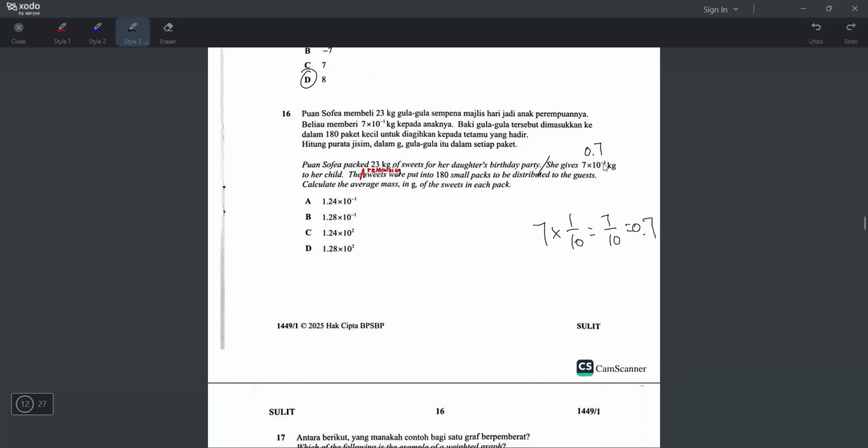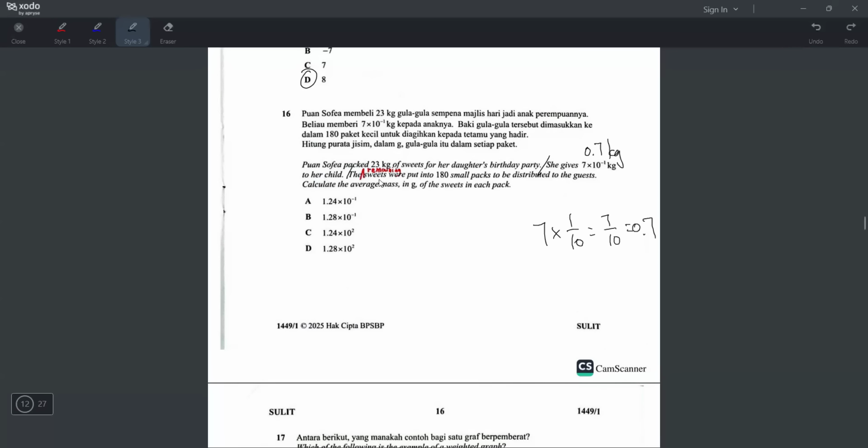So remember, if the power is negative, you can put it at the bottom. And when you put it at the bottom, it will become a positive power. So 10 power negative 1 put at the bottom becomes 10 power 1. And then nothing on top means 1 over 10. Alright, so this one is 0.7 kg she gave to her child.